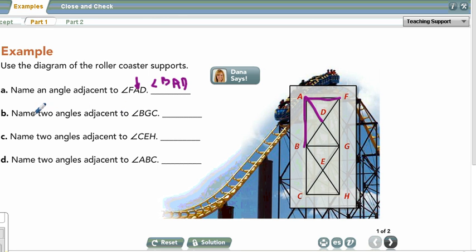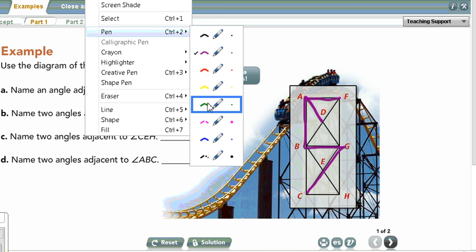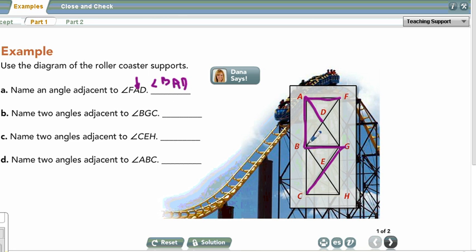Okay, so name two angles adjacent to BGC. So let's find BGC. And I'm going to change my color pen just so that we can keep track of what I'm writing and showing. Okay, so we need to find two angles adjacent. So we need a line that shares this vertex. So if I go right here, DGB would do that. So I can say DGB, making sure I put the vertex in the center.